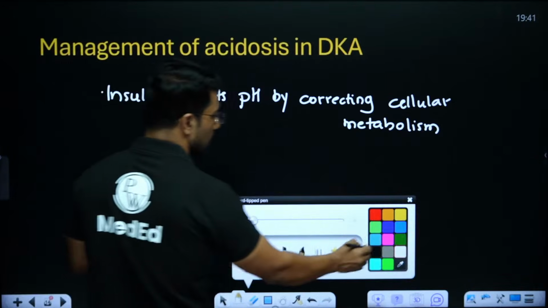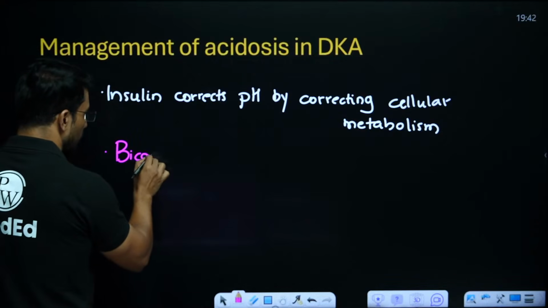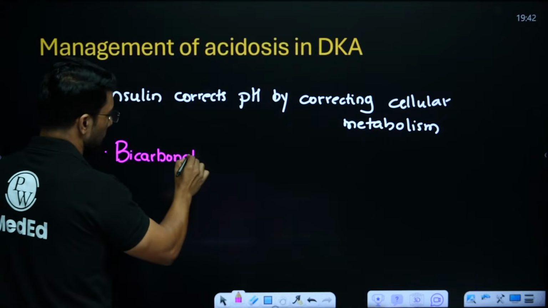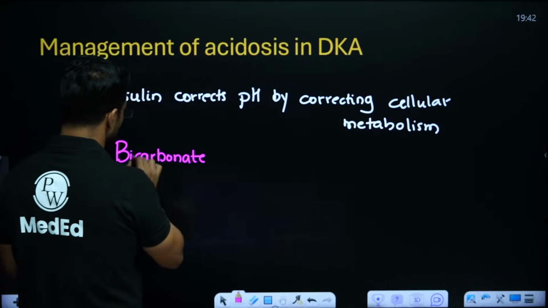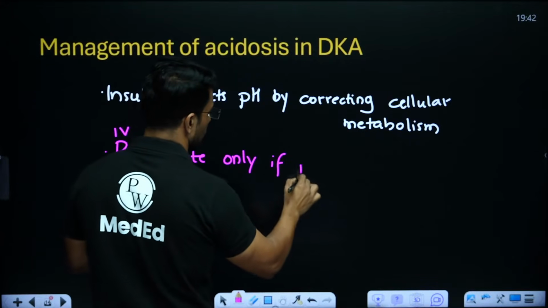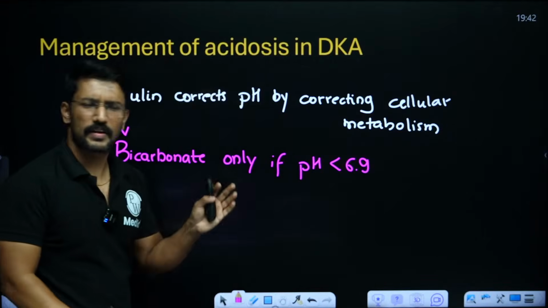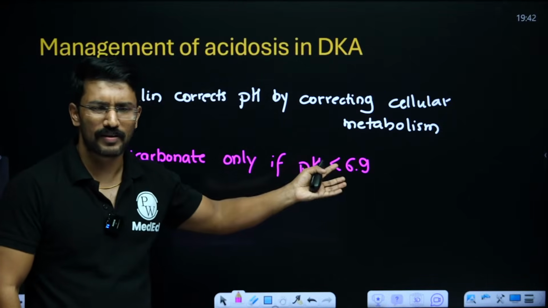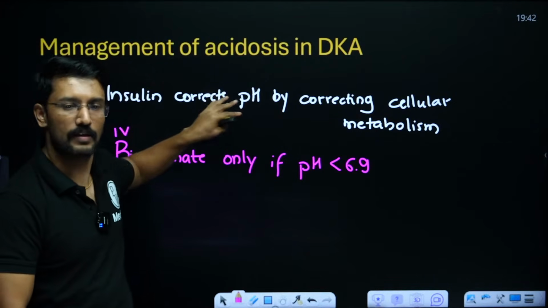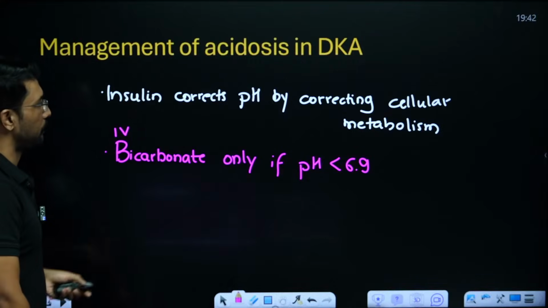But if the pH is less than 6.9, that can lead to life-threatening hypotension, because at such pH, cardiac metabolism becomes severely affected. So in that case, I need to give bicarbonate. IV bicarbonate only if pH is less than 6.9. 7, 7.1, 7.2, 7.3, you don't have to correct it. Just take care of the hydration and the blood glucose levels and the acidosis will get corrected by itself. Okay.